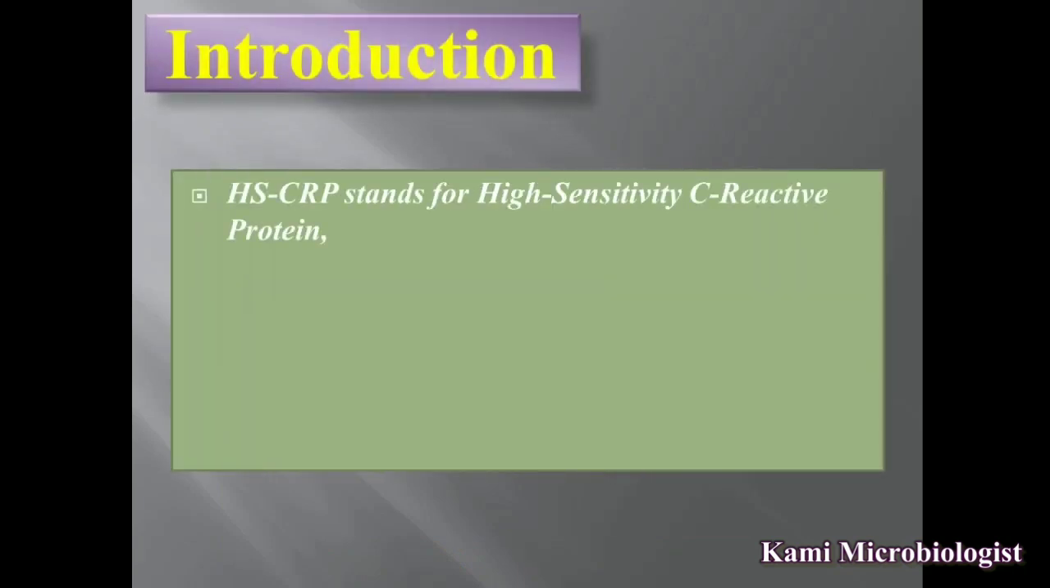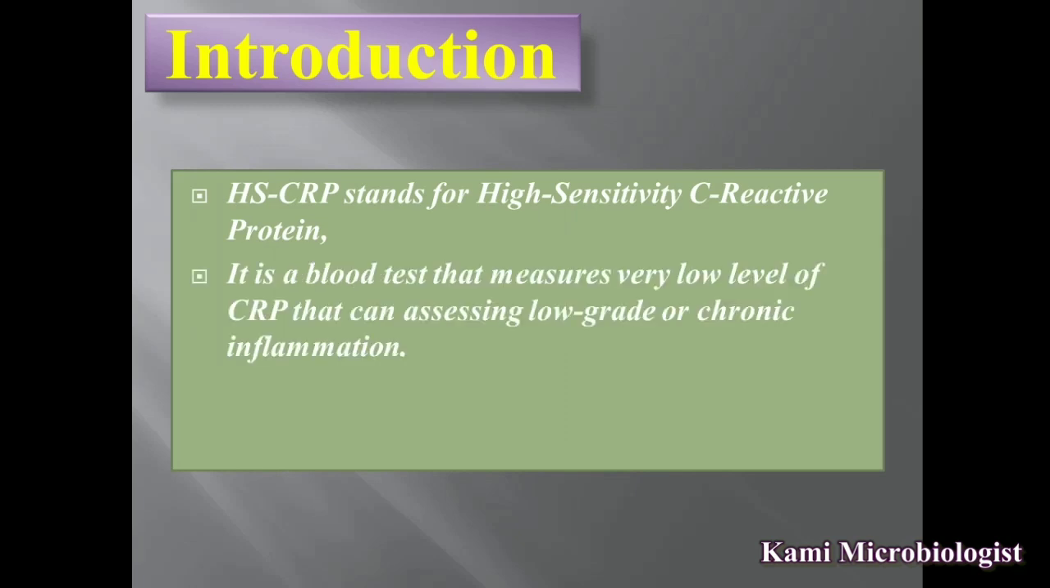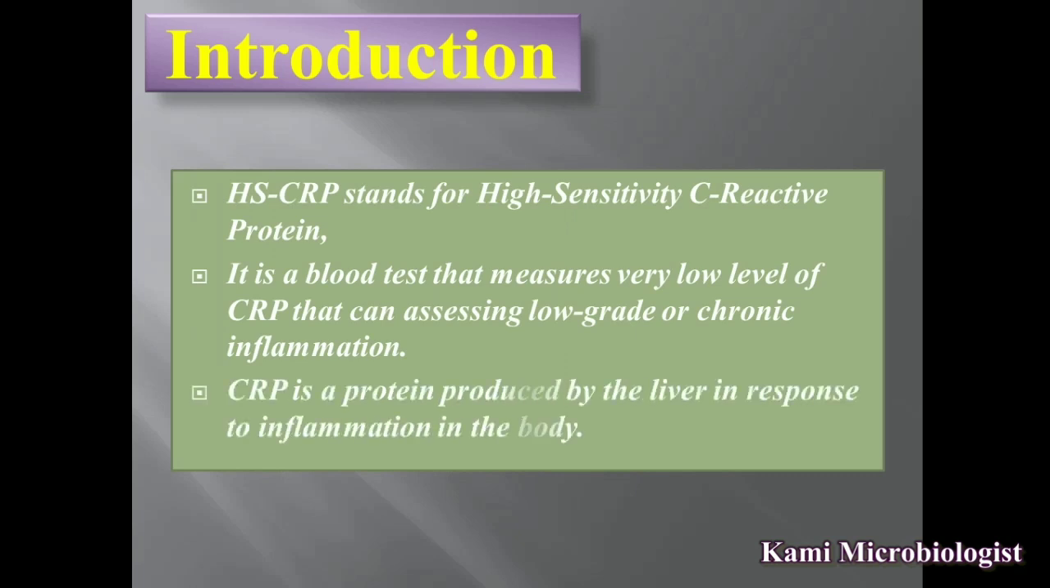Hs CRP, the full form is high sensitive C reactive protein. This is a test in which we measure a very low level of CRP protein, and in this way it can give us information about low grade or chronic infection. As we know, CRP is a protein that is produced by the liver in response to inflammation in the body.